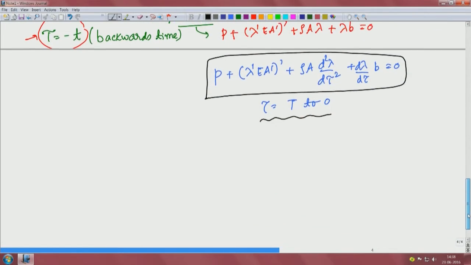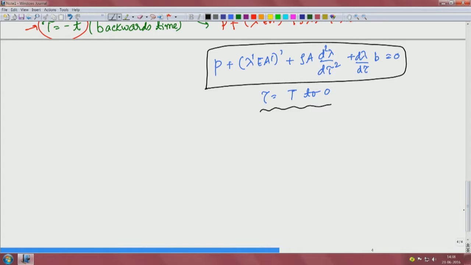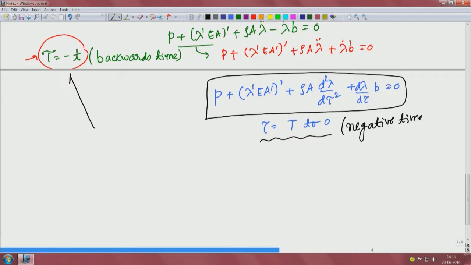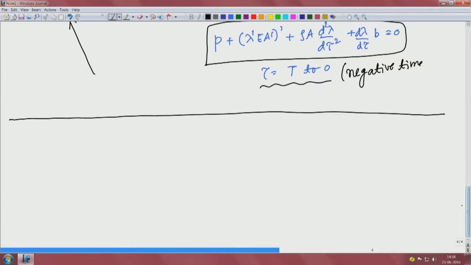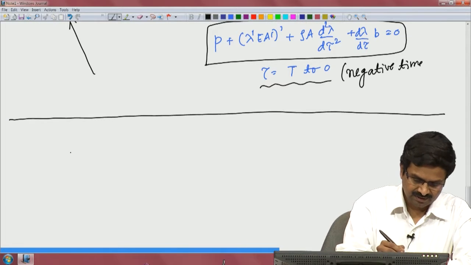Now, let us understand this slightly differently. For that, let us take a different problem where we look at the meaning of this negative time that we took to say that we are going backwards in time, tau equal to minus t. Why was that necessary? That is apparent from here, but when we take another problem, that will become more clear. So, what we do now is take up a problem.